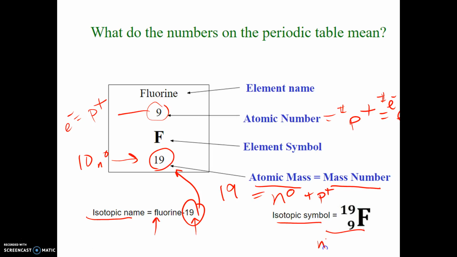And that makes it really easy because if I wanted to find the number of neutrons, I just take 19 minus 9 to get my 10. 10 neutrons. My 9 is my number of protons. And my top number, being my mass number, is my number of neutrons plus protons.